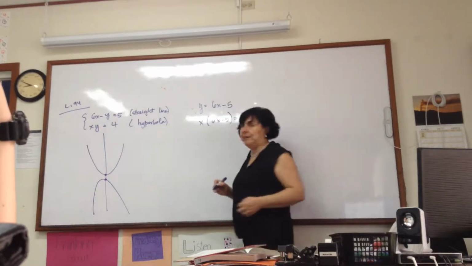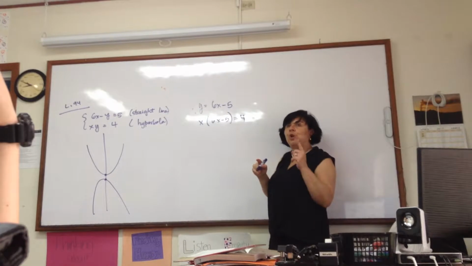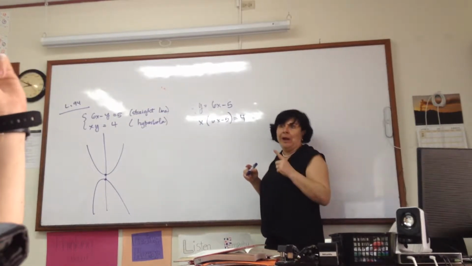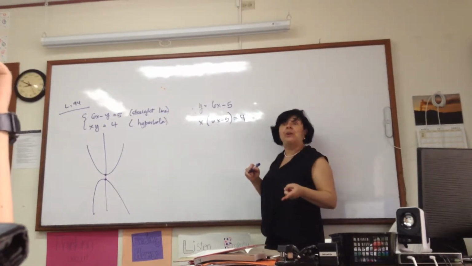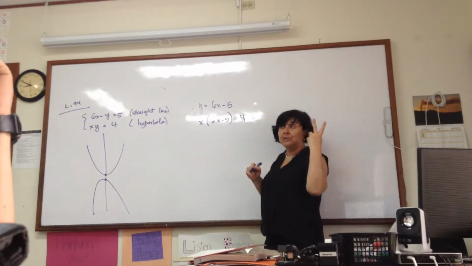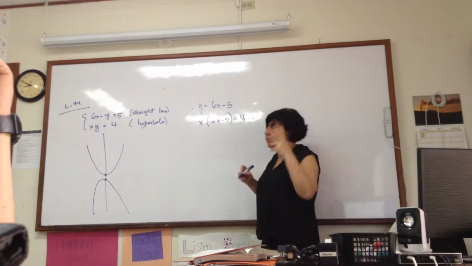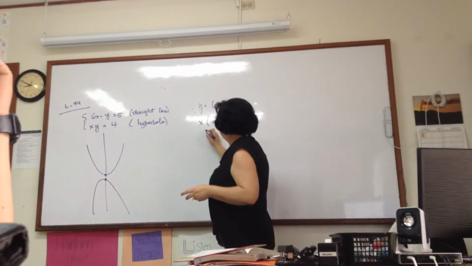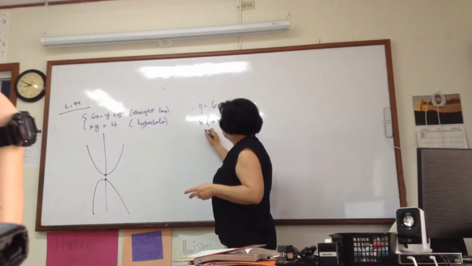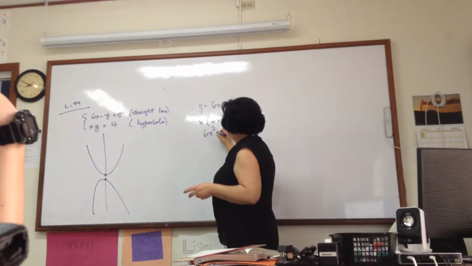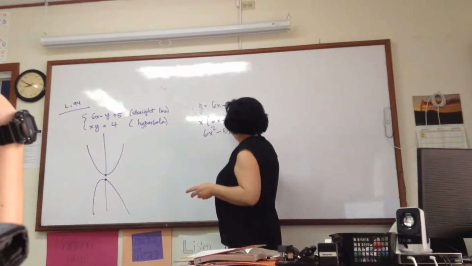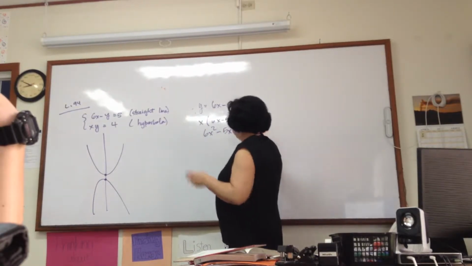Immediately, what do you notice? Just by looking at this, what do you know you're going to get? An x squared. And if you get an x squared, what does that mean? You're going to get two answers, right? Because when you have x squared, you get two answers. So you've got 6x squared minus 5x minus 4 equals 0, right?